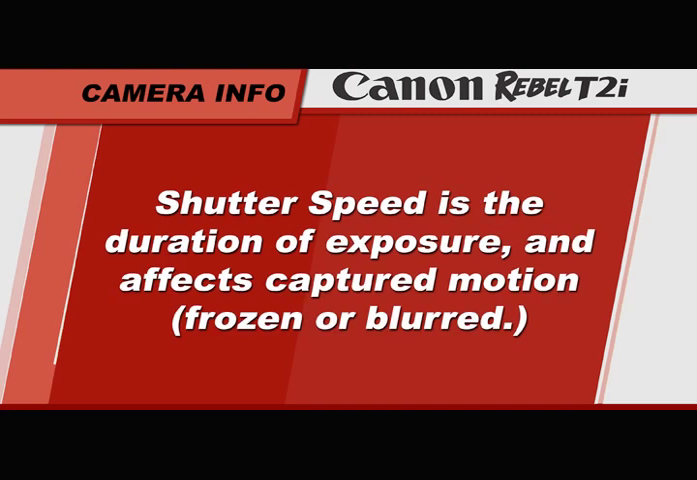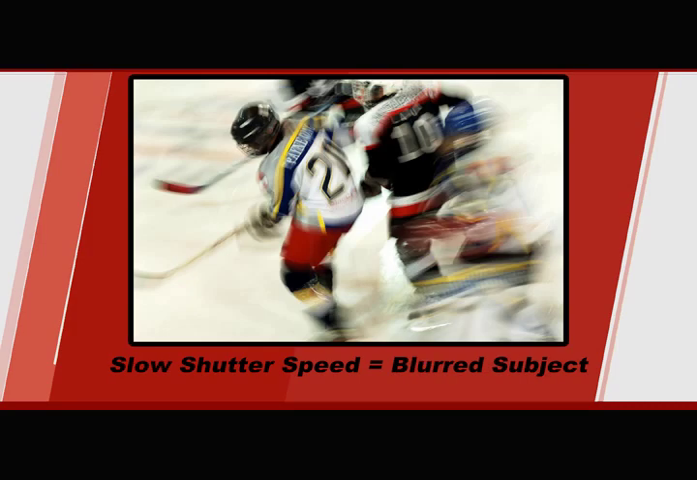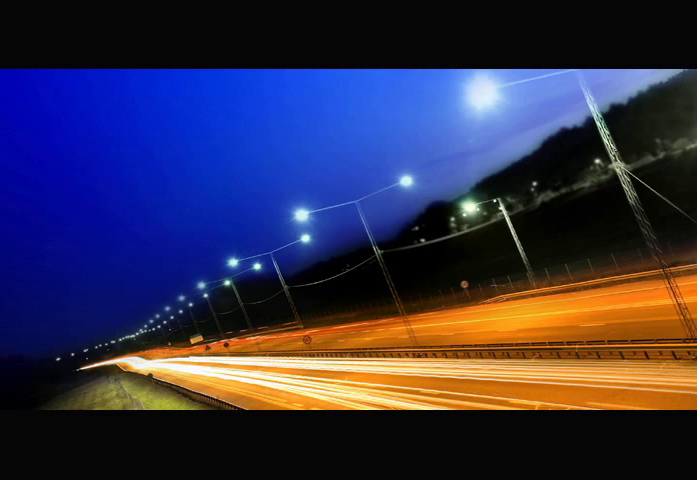A fast shutter speed will freeze a moving object, and a slow shutter speed will blur a moving object. Fast shutter speeds are good for shooting subjects that move quickly, such as athletes. Slow shutter speeds are useful when you want to blur the action. This can be good if you're trying to capture the movement of water or streaks of light at night.